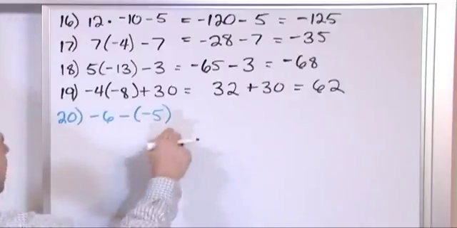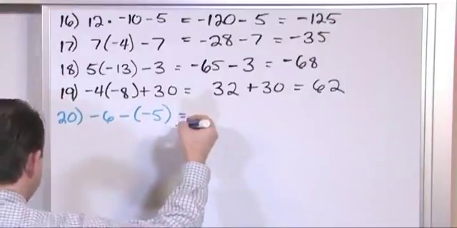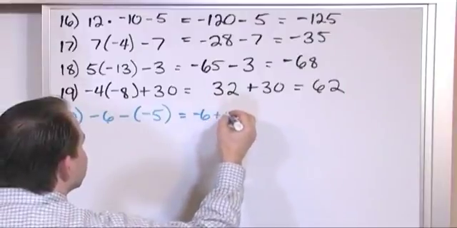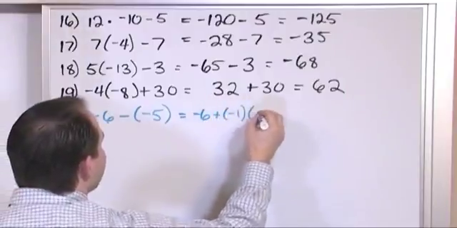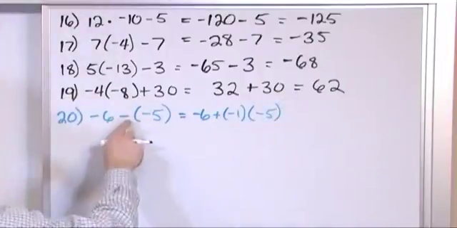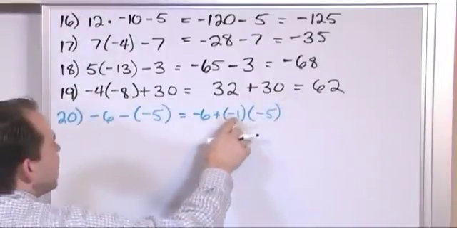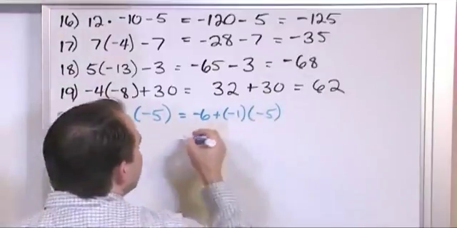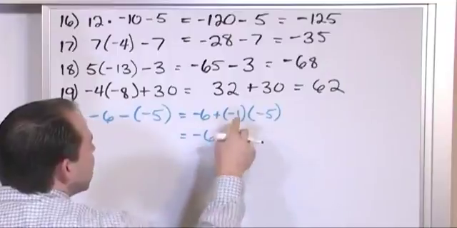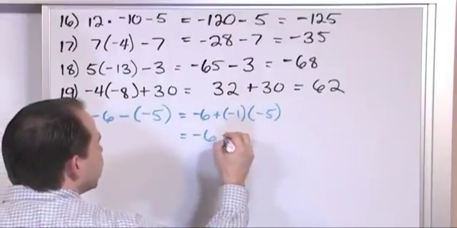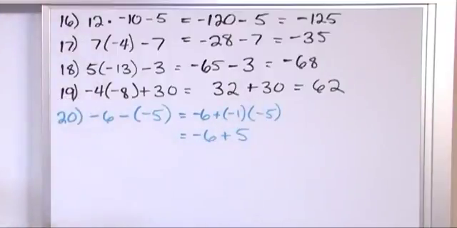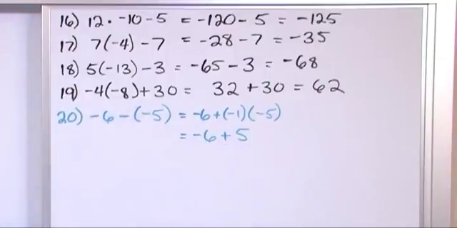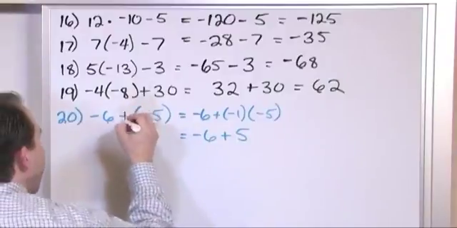When you have this here, this is really sort of the same thing as negative 6 plus a negative 1 times negative 5. This is what this means. This negative here is kind of like a negative 1 sitting out in front, and this negative 5 is just sitting there. So when you do this, what you're going to have is negative 6. Negative times negative is going to give you a positive 5. So you see what I've gotten here at the end is the same thing as what we usually call add the opposite.